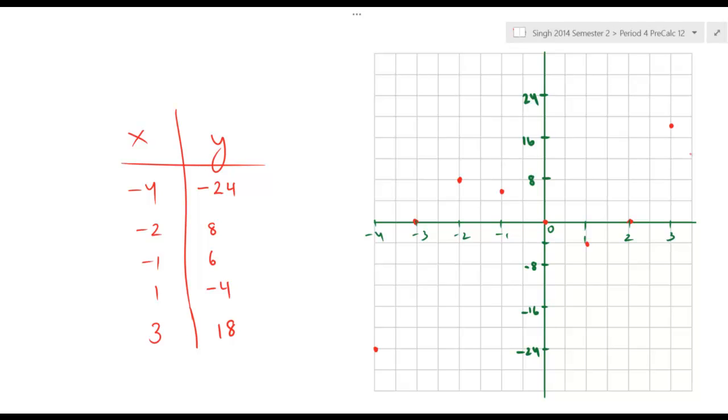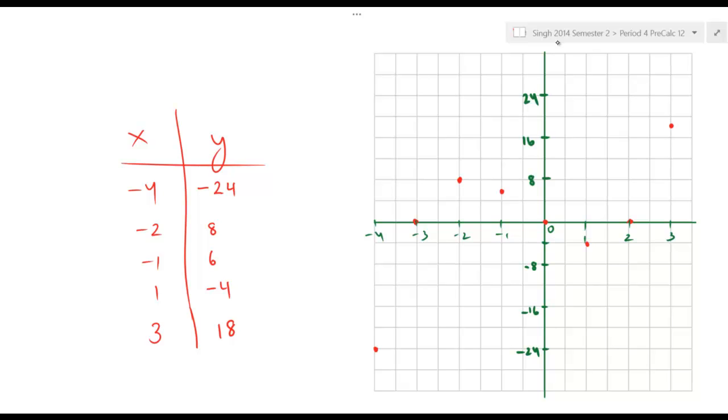Once you've had a chance to complete your table of values, you will find that the points we got were (-4, -24), (-2, 8), (-1, 6), (1, -4), and (3, 18). When setting up my y-axis, I realize there are a lot of multiples of 8 and 4 here, so I set up my scale going up and down by 4. Then I plugged in those points: (-4, -24), (-2, 8), (-1, 6), (1, -4), and (3, 18).